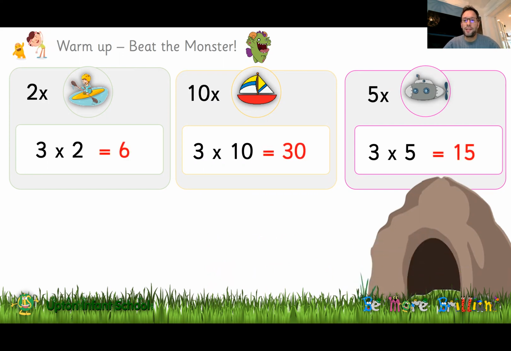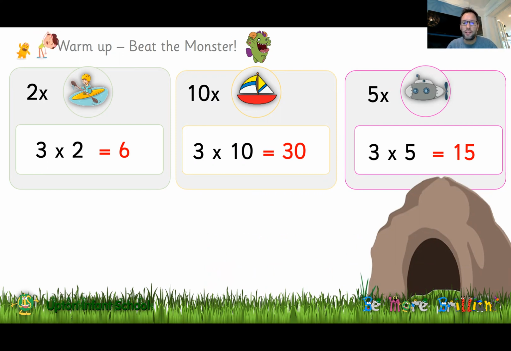And there we go. As soon as he gets in his cave, the answers will appear. So did you manage to get them down? So the answers we've got here are 3 times 2 is 6, 3 times 10 is 30, and 3 times 5 is 15. Well done if you managed to beat the monster. Now you know how the game works now. So the next one you should be ready to go.